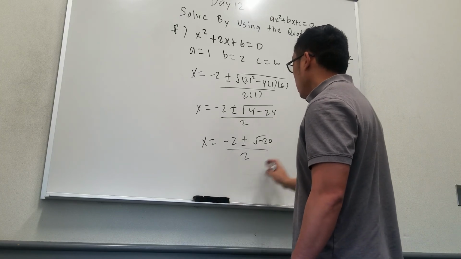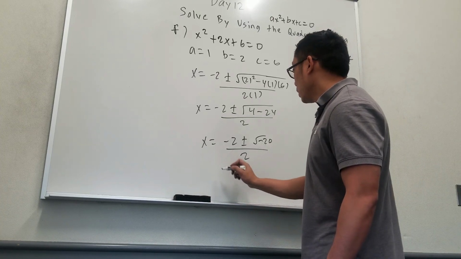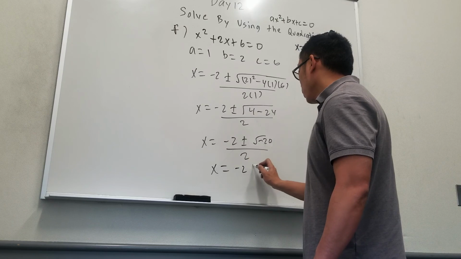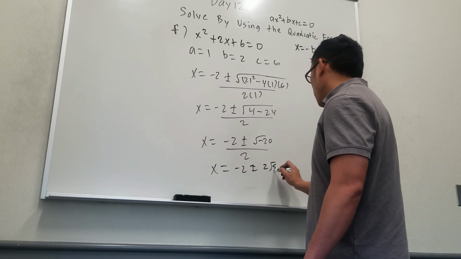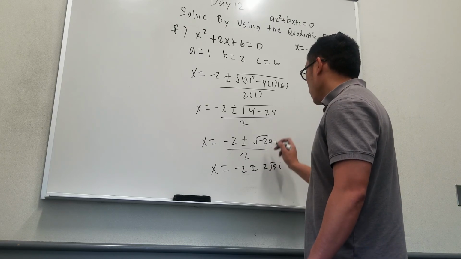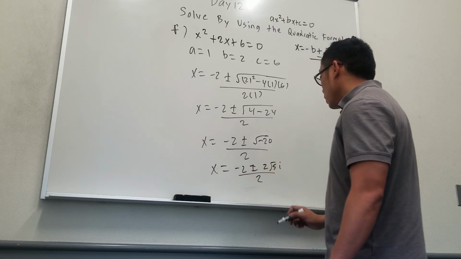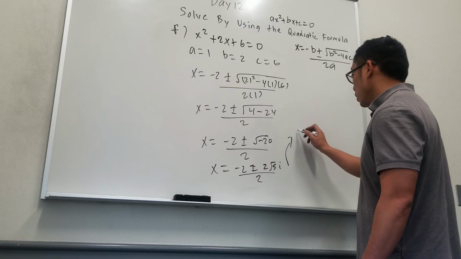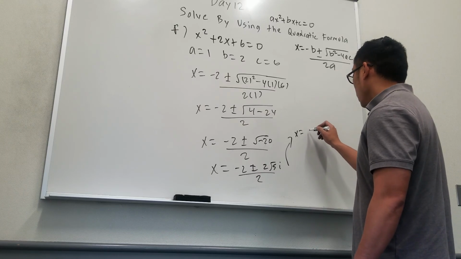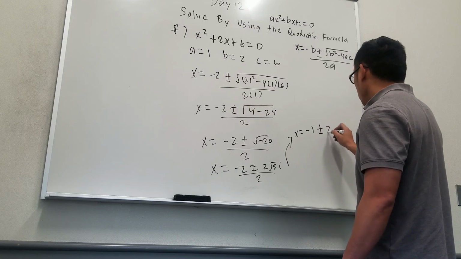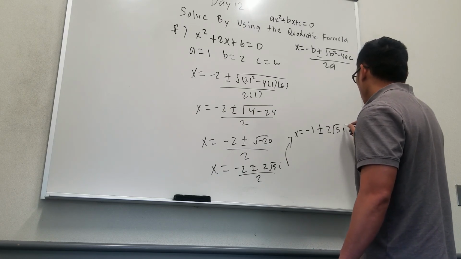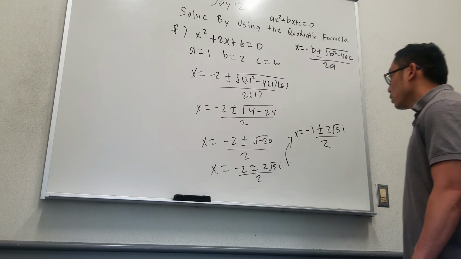If you didn't see what I did, it's very similar to what I did last time. This is really negative 2 plus or minus 2 root 5i, because this is 4 times 5, and then over 2, and I can separate these. Divide everything by 2, we get negative 1 plus or minus root 5i, over... That's your answer.